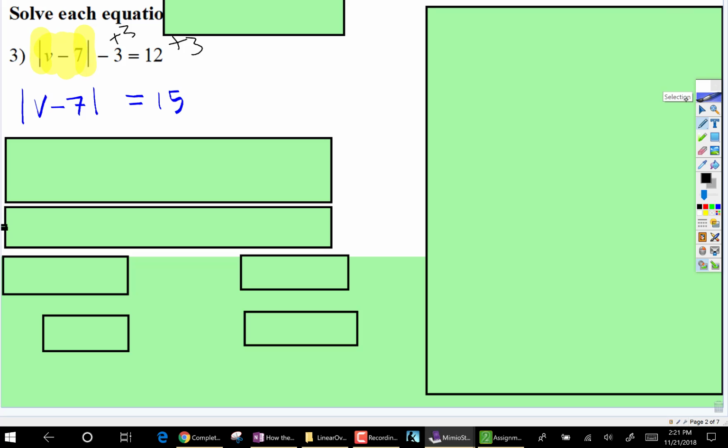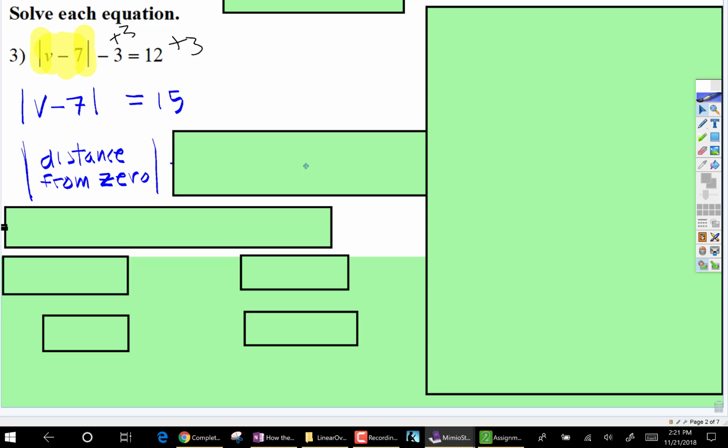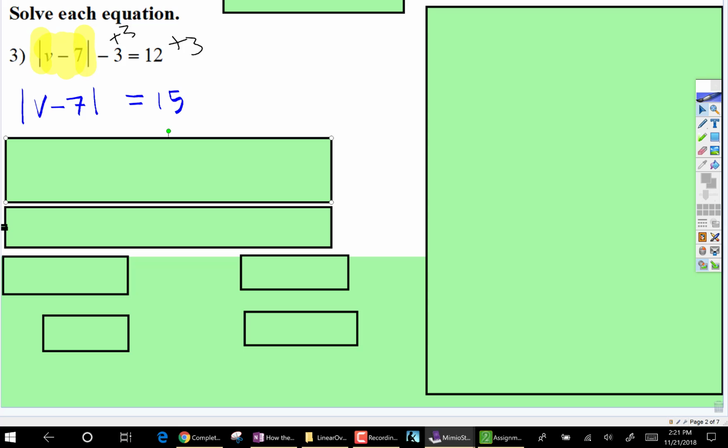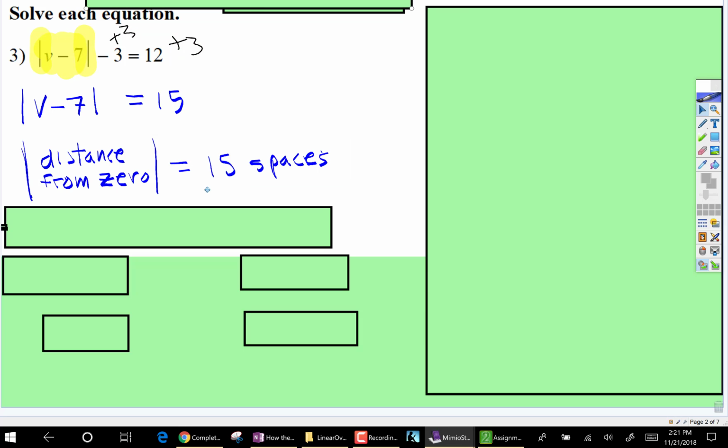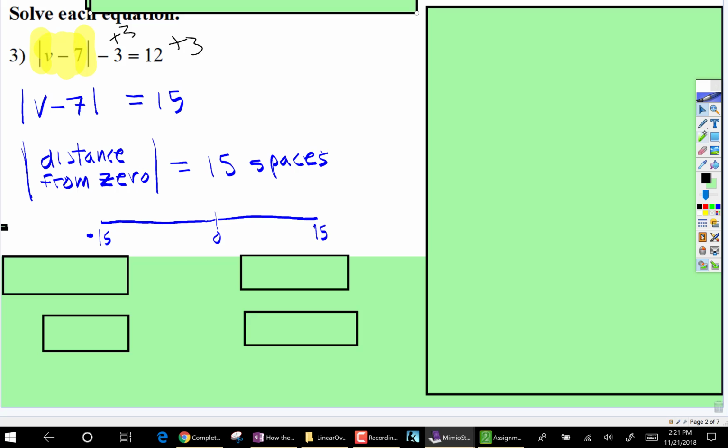And then what this says essentially in English is the absolute value means distance from 0 is 15 spaces. Well, if you look at a number line, you can go in either direction. You can go the positive direction or you can go the negative direction. Both directions you can go 15 spaces. That's why for absolute value, most of the time there are two equations, and I'll explain when there's only one, no solution or all solutions in a little bit.